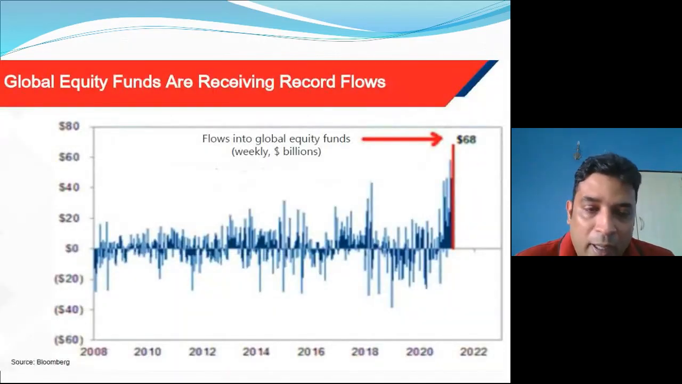Now, as I mentioned earlier, global equity funds are receiving record flows of equity, and that has been mainly driven by the US economy. I have shown you the data that they have printed so much of US Fed money that most of the US investors, rather than buying daily necessities, have gone ahead and bought stocks, and that is the reason you have seen a huge rally across the world over a period of time.